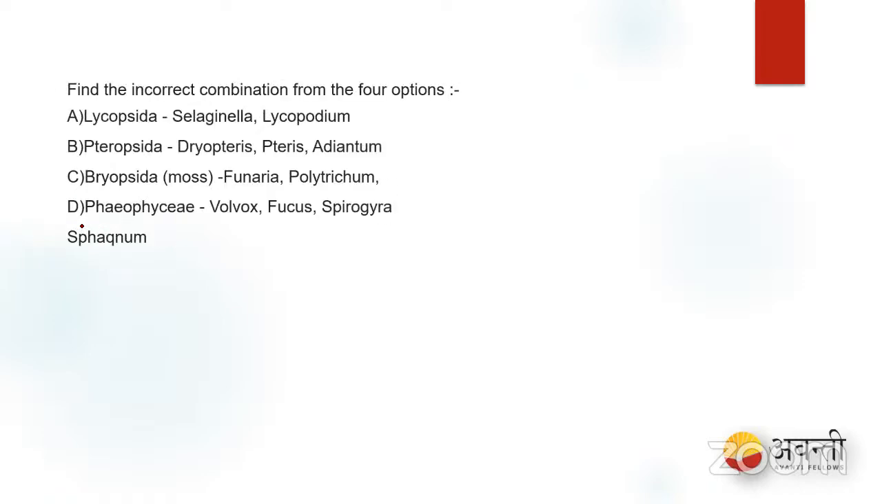Okay, next one. Find the incorrect combination from the 4 options. Next question. Lycopsida, which involves Selaginella and Lycopodium. Next one, Pteridopsida, that is Dryopteris, Pteris, and Adiantum. Next one is Bryopsida, Funaria, and Polytrichum. Next you have Phaeophyceae, that is Volvox, Fucus, Spirogyra, and then we have Sargassum. Out of this, we have to find the incorrect combination. So I will relaunch the poll.